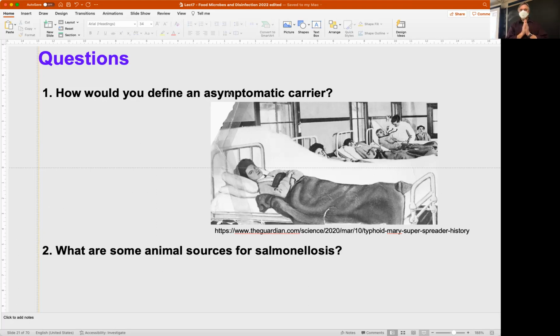Two words for the definition. First word is part of the, why is the letter A used at the beginning? It means no. And then the second word, symptomatic. So no symptoms. Don? I don't know if she hears. Okay.